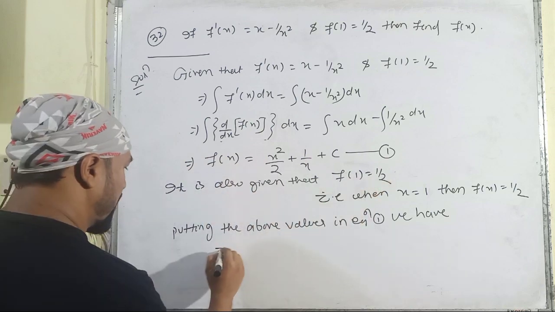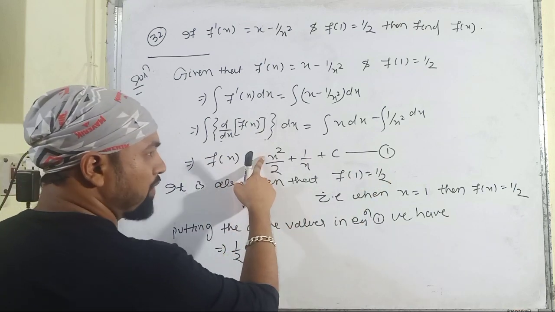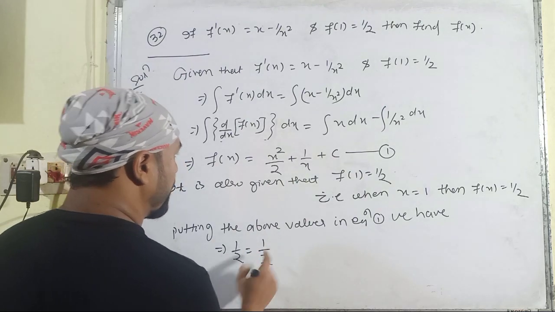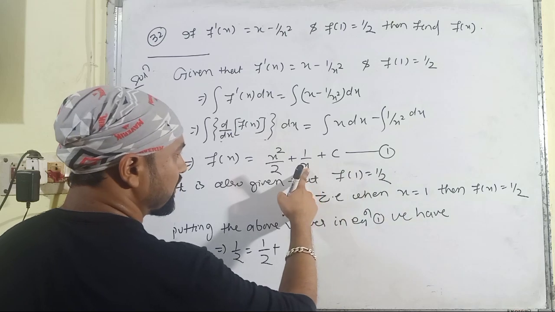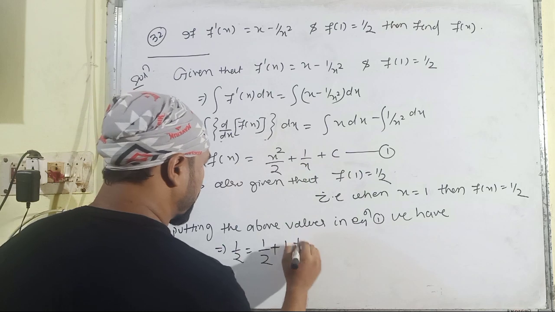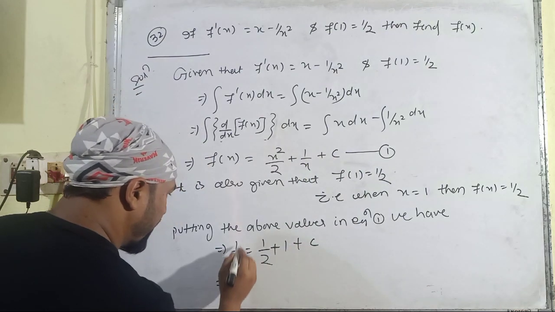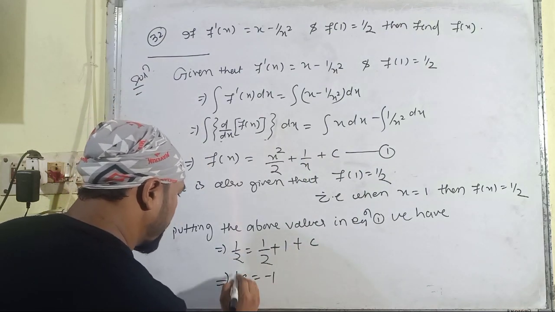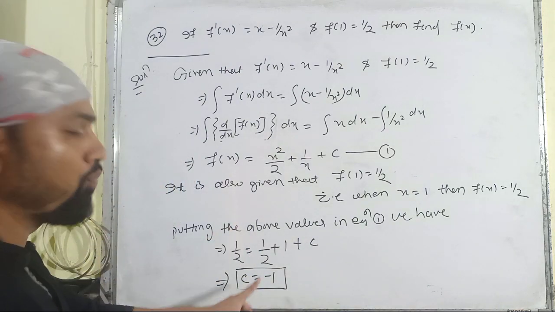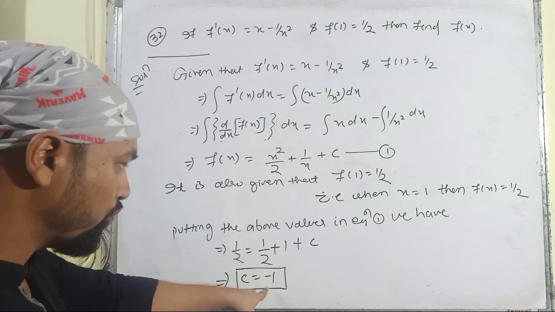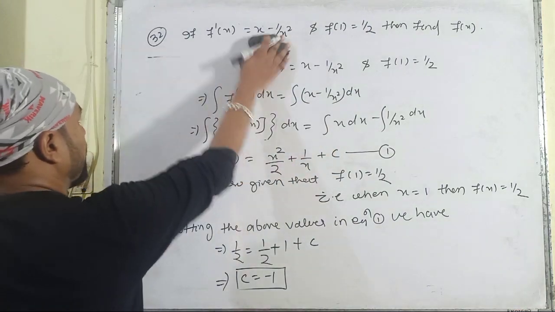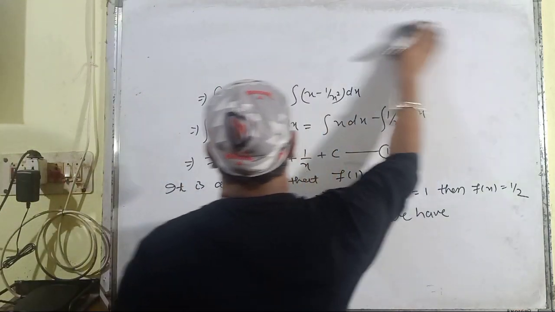F of x is equal to 1 by 2. Then in place of x we have to put 1. So it will be 1 square divided by 2, that means 1 upon 2. Again in place of x we have to put here 1, so it will be 1 upon 1, it is 1, plus any constant c. Then the value of c is equal to minus 1. The value of c is equal to minus 1. But the problem is not complete here. Again we have to put this value of c here in equation 1 to get the final solution of the problem.